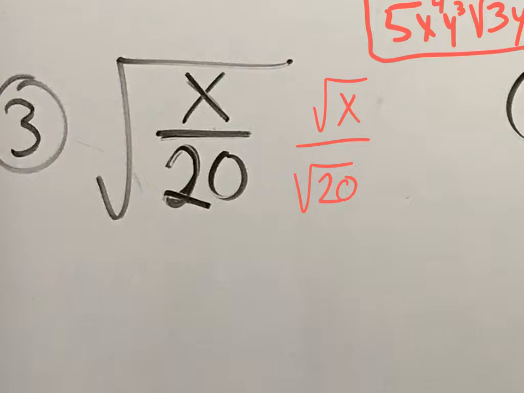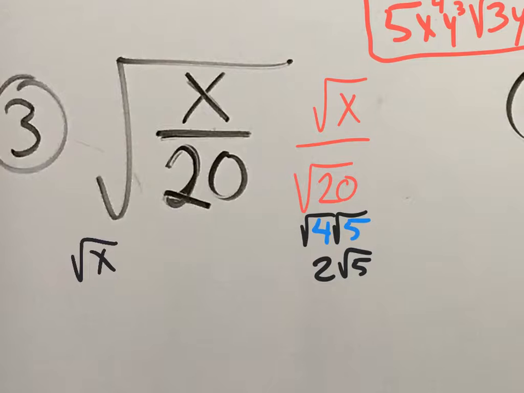20 is not a perfect square number, but I could rewrite it as 4 times 5. That way, 4 is a perfect square number. And when I split the root, I will end up with 2 square root of 5 in the denominator. Okay. So let me rewrite what we have so far. We have this numerator, the square root of x, over, and on the bottom we have 2 square root of 5.